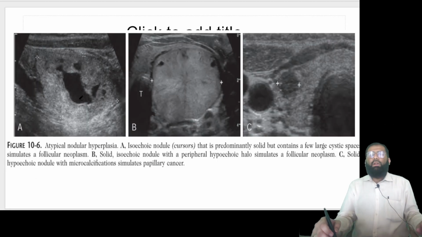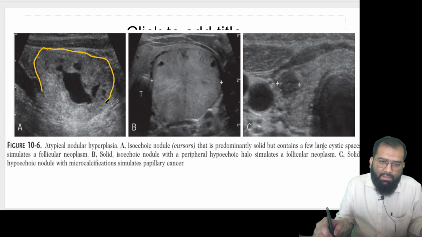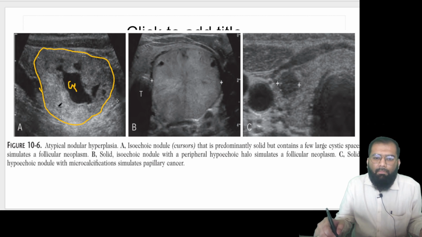Now there are a few atypical nodular hyperplasias. Let us see those examples. Here you are able to see a solid cystic well-defined nodule. There are central cystic areas, but this is isoechoic to that of the gland. What do you mean by isoechoic? Same echogenicity as that of the thyroid gland. So here the echogenicity of the thyroid gland and that of the nodule is the same.